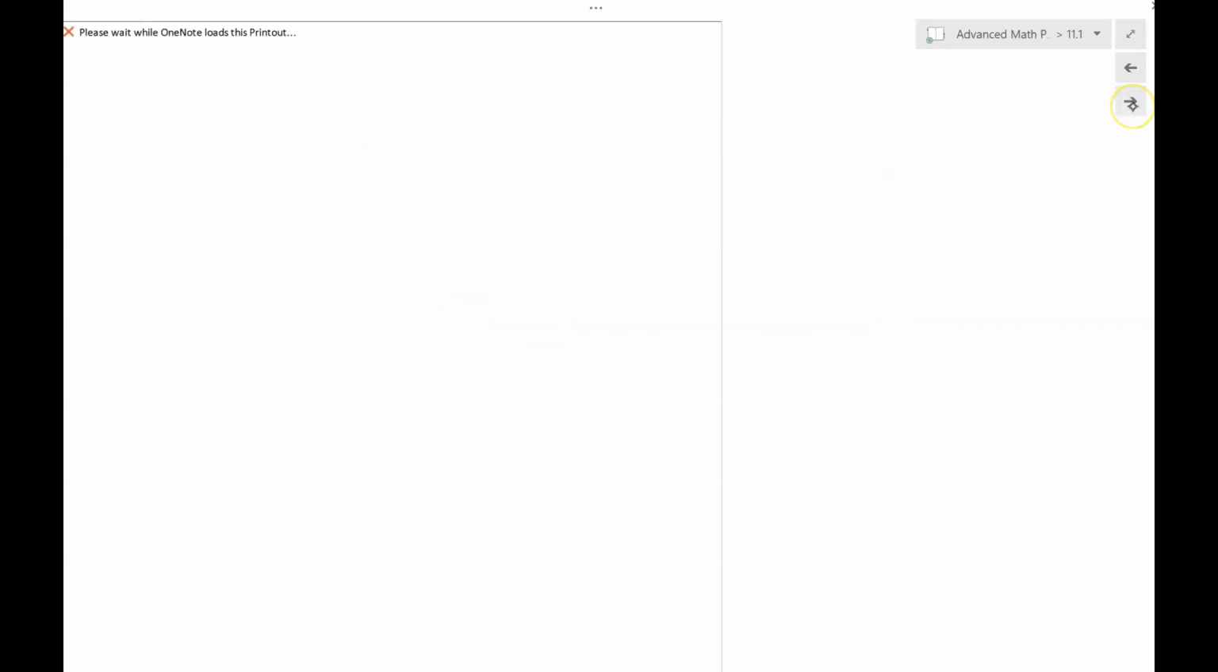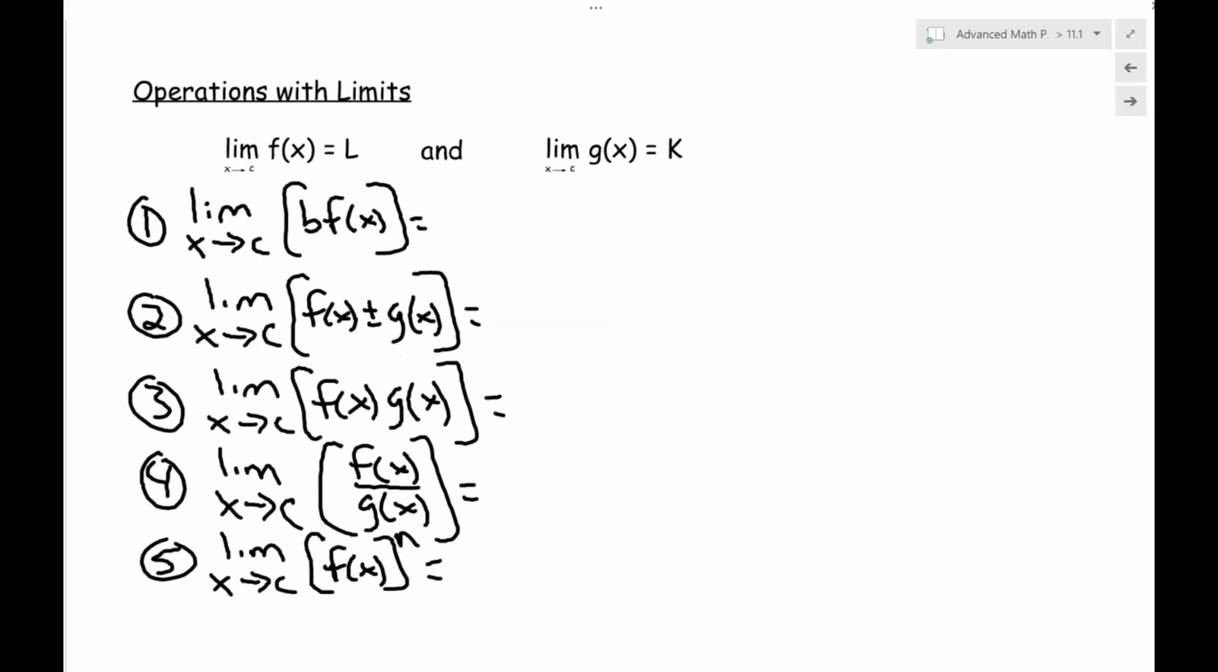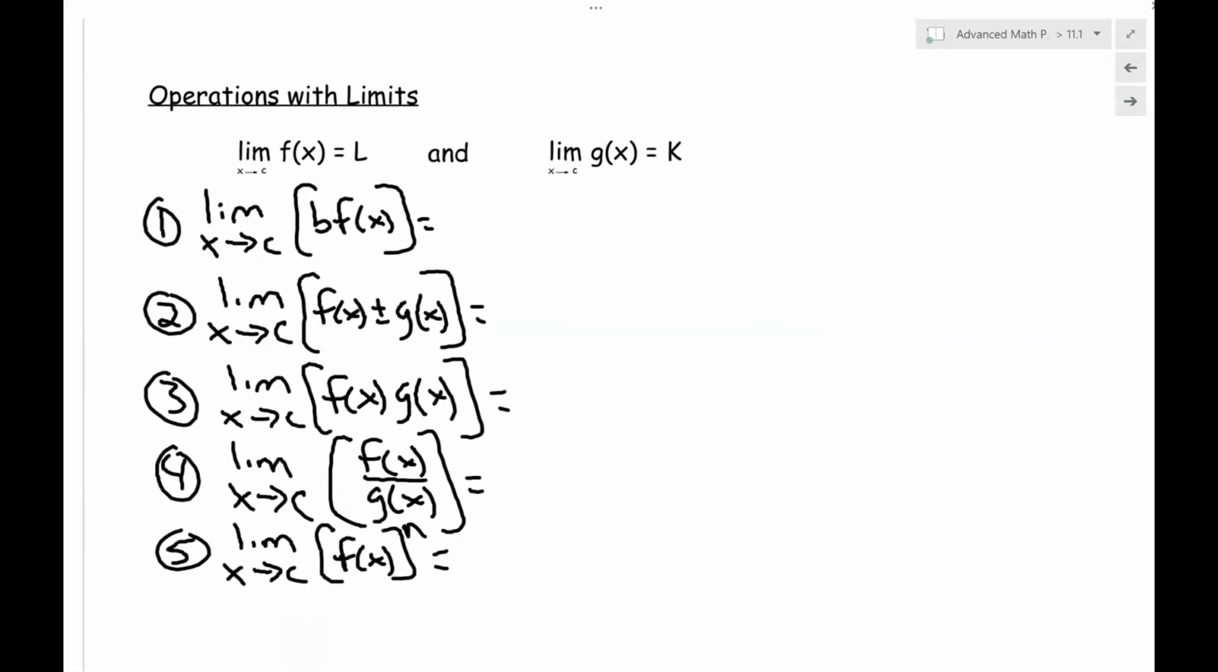So a couple other property things is operations with limits. And to be honest, limits behave the way you would think. Okay, so let me set this up for you. We have the limit as x approaches c of some function. We're going to say it's L. Limit as x approaches c, in other words, it's got to approach the same number, of some other function is k. That's its value, whatever it is.